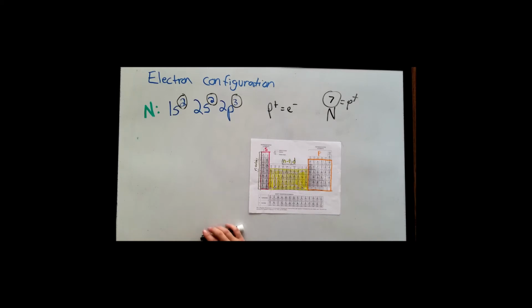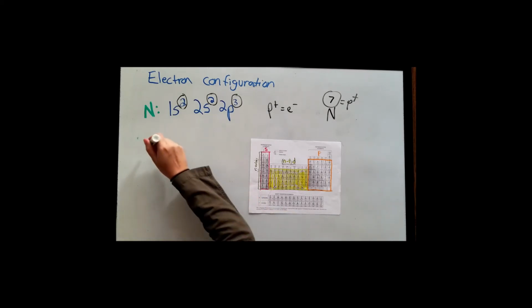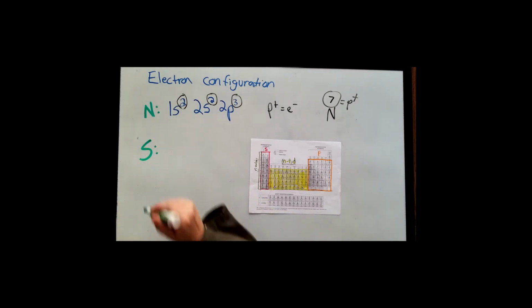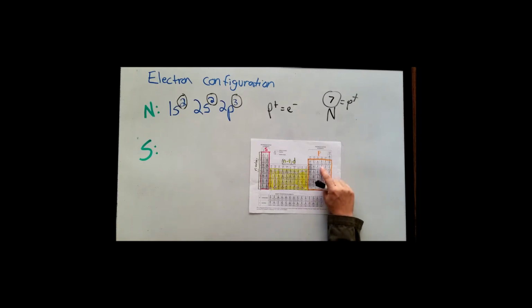So next, let's look at sulfur, represented by the letter S. Now sulfur is number 16. So since it's number 16, it means it has 16 protons. We're talking about neutral sulfur, so that means it's also going to have 16 electrons.